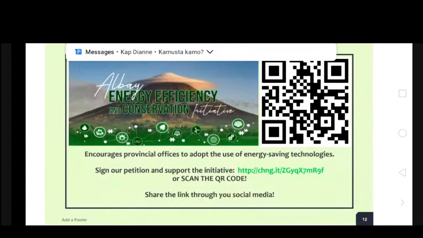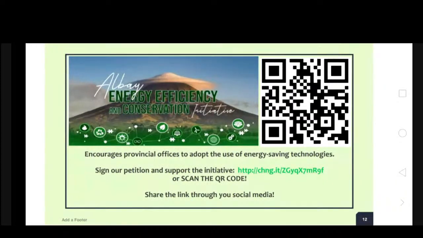So to give you an idea, this Albay Energy Efficiency and Conservation Initiative is initiated by the Solon Project in partnership with our organization, the Philippine Institute of Chemical Engineers, because our organization is very into environmental and climate action. So we really support and partnered in drafting this ordinance that will help to conserve energy to somehow reduce our emission from the energy sector. So I am asking for your support. Thank you in advance for those who will sign the petition.